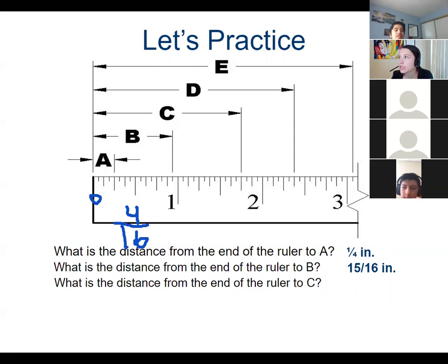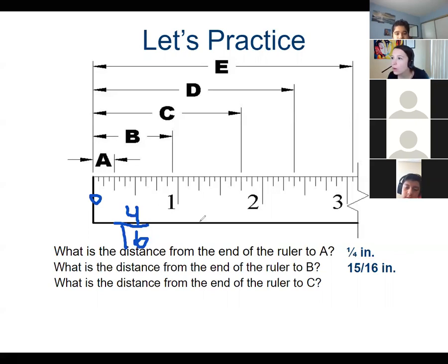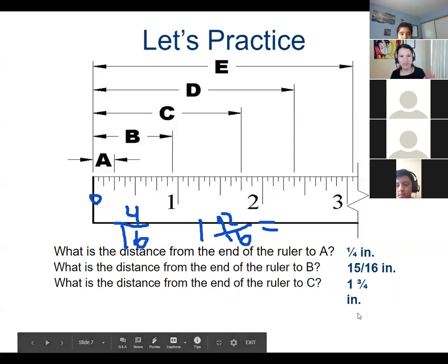Okay, so what did you guys get for letter C? Anybody want to give it a shot? 1 and what? 12/16. Let me write that down. 1 and 12/16. I agree with the 1. And then 1, 2, 3, 4, 5, 6, 7, 8, 9, 10, 11, 12/16. Yes, I agree. And what does that simplify down to? 1 3/4. Let's check. Yep, 1 3/4 inch. Good. We're getting the hang of it.